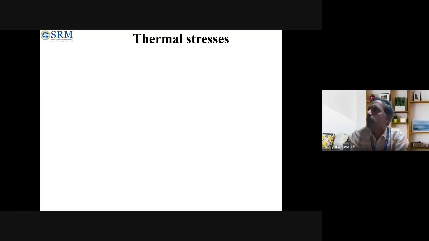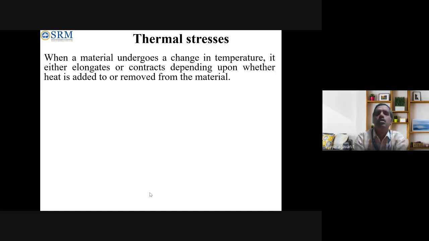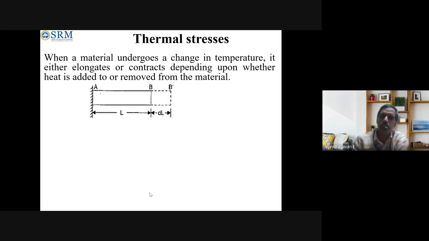So consider any body, just a cable, assume an electric cable. When you increase the temperature, it is going to expand. The increase in temperature results in expansion of the member. Whenever the material undergoes a change in temperature, either an increase or a reduction, it either elongates or contracts, depending upon whether it is an increase or a reduction in temperature.